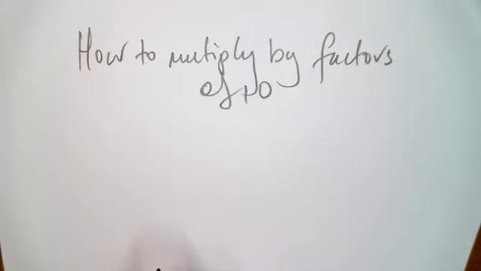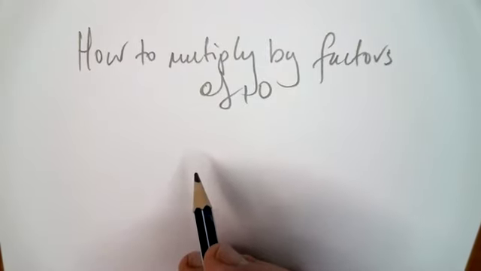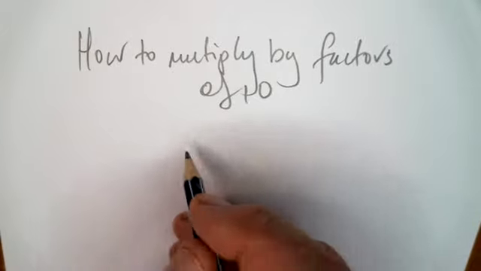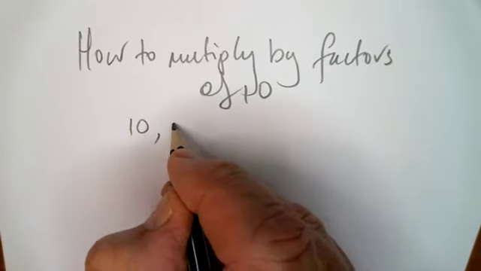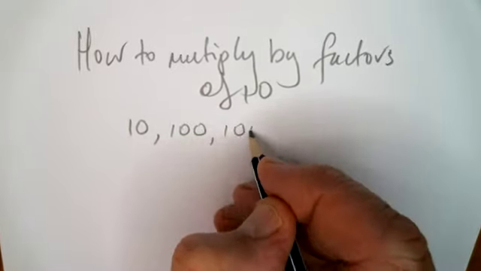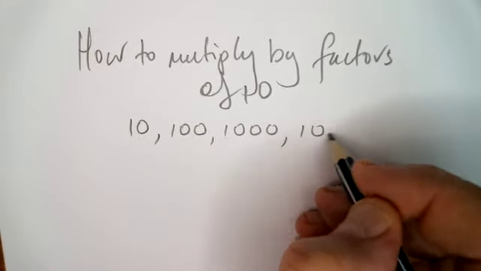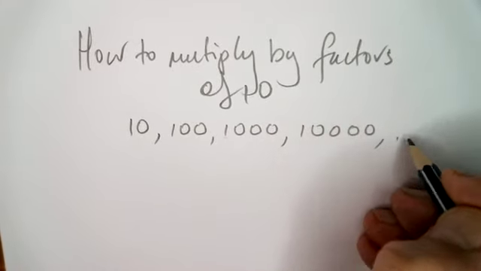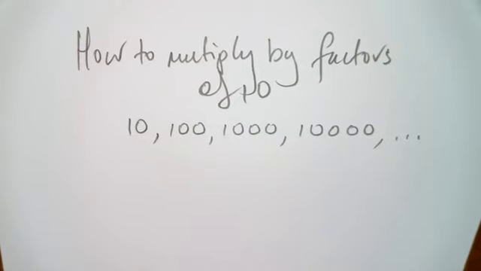In this video, I'm going to show you how to multiply by factors of 10. So factors of 10 meaning 10, and 100, and 1,000, and 10,000, and so on. Well, let's have a look. We've already, in the last video, multiplied by 10.